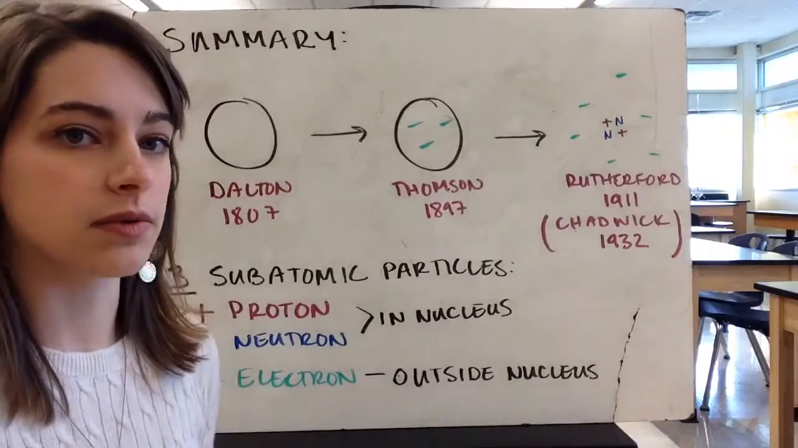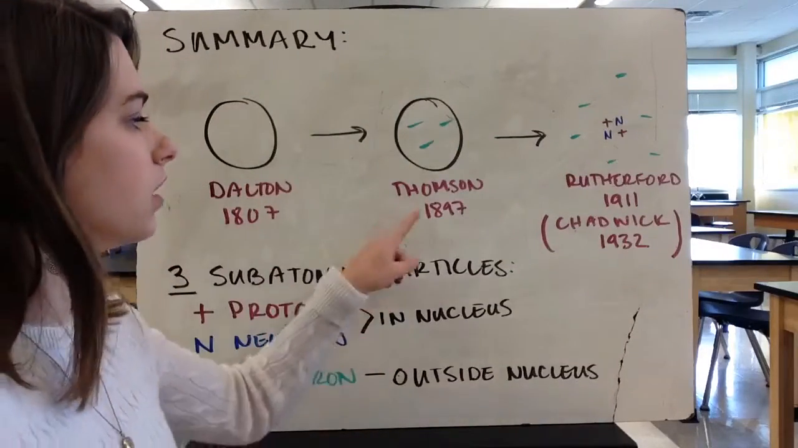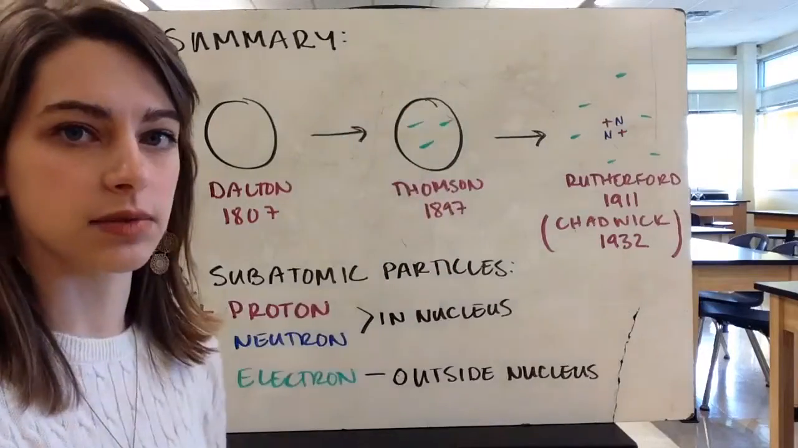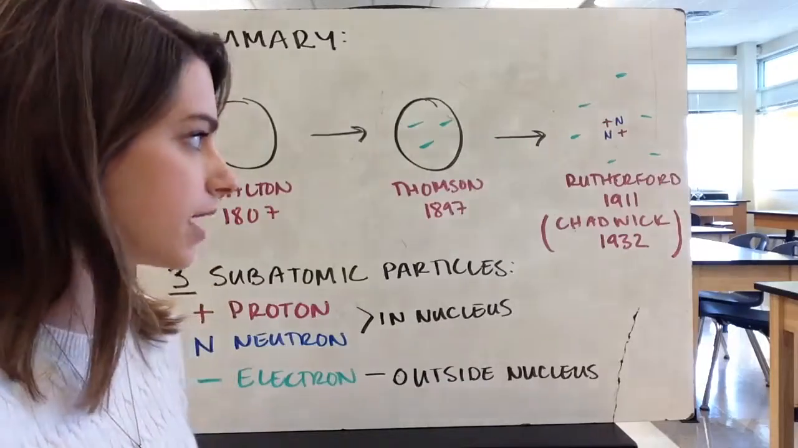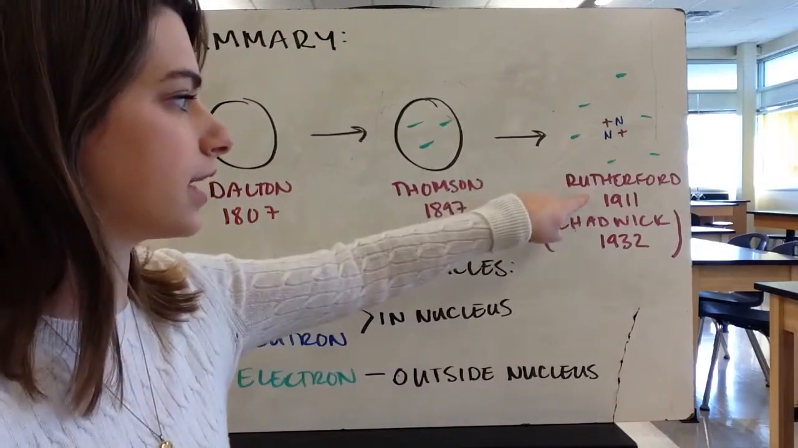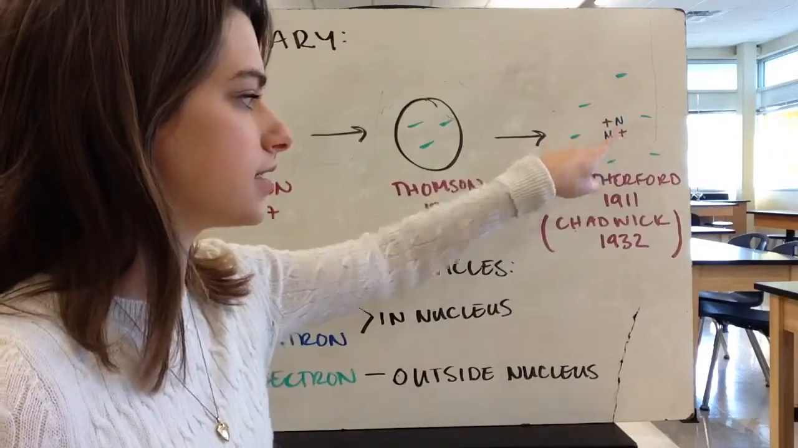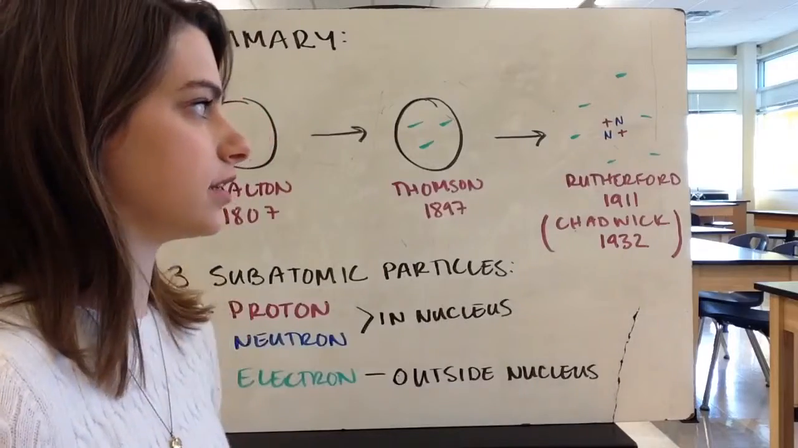So to summarize where we've come from, we started with Dalton in 1807, solid sphere. We moved to Thomson in 1897 with the electrons randomly distributed. We called that the plum pudding or the chocolate chip cookie model. And then Rutherford in 1911 discovered the positive nucleus, and then Chadwick added the last piece, the neutrons, in 1932.